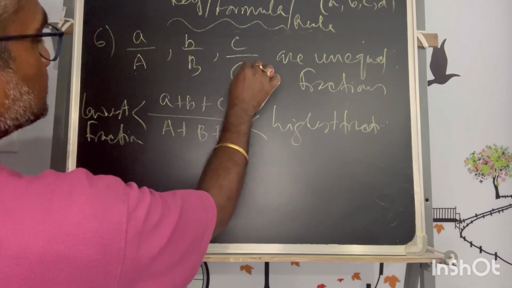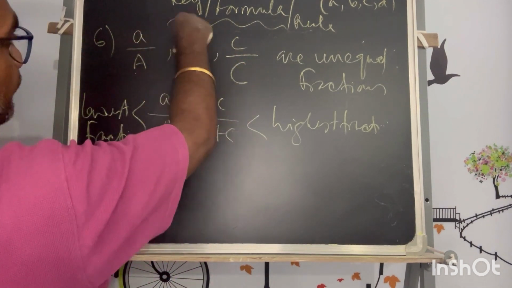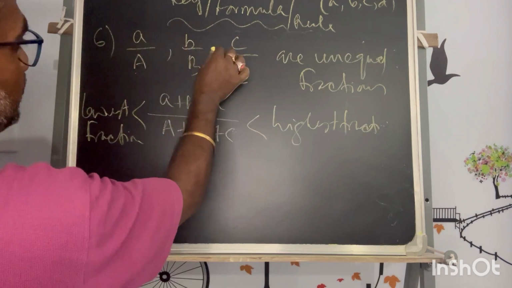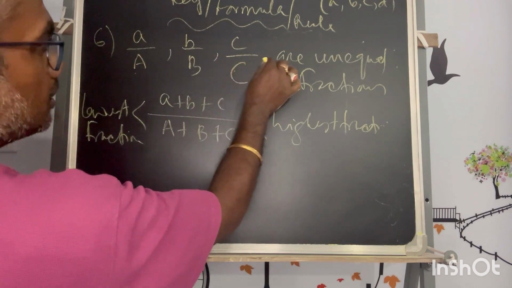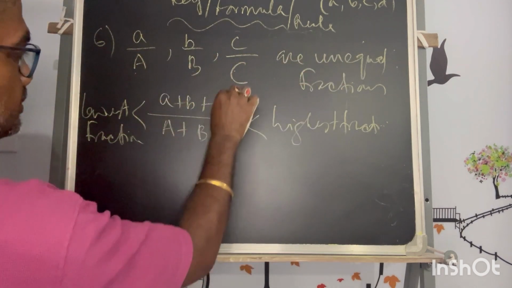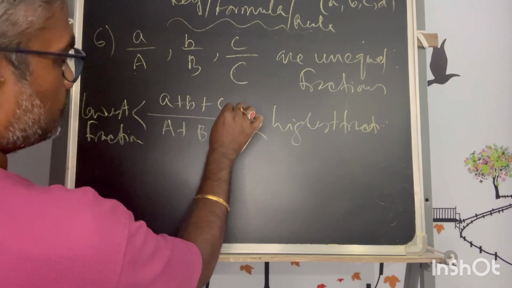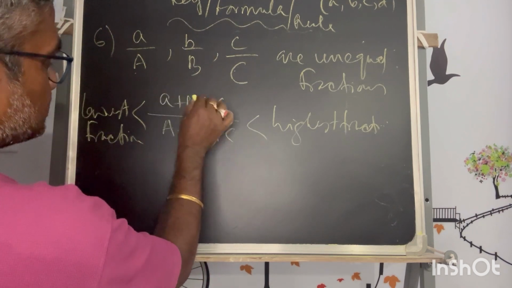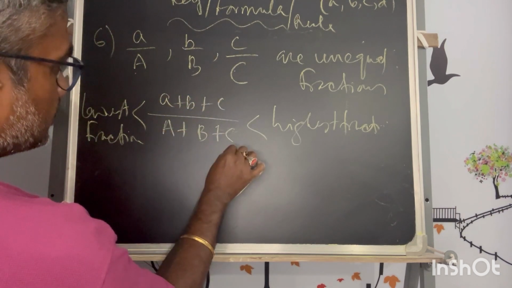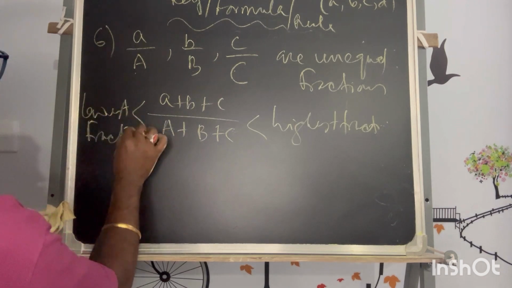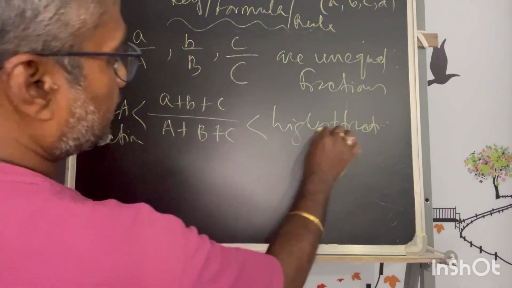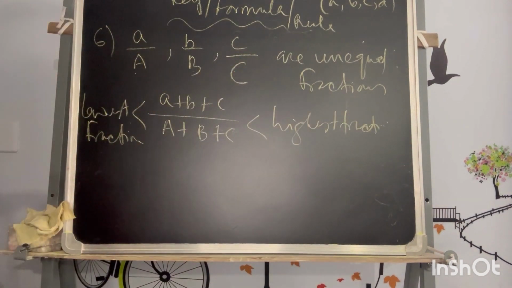These are the fractions. I don't know what the values of these three are. There could be one highest and one lowest, and if I want to get the ratio of the sum of the antecedents to the sum of the consequents, that will lie between the lowest fraction of all three and the highest fraction of all three. This is also a corollary.